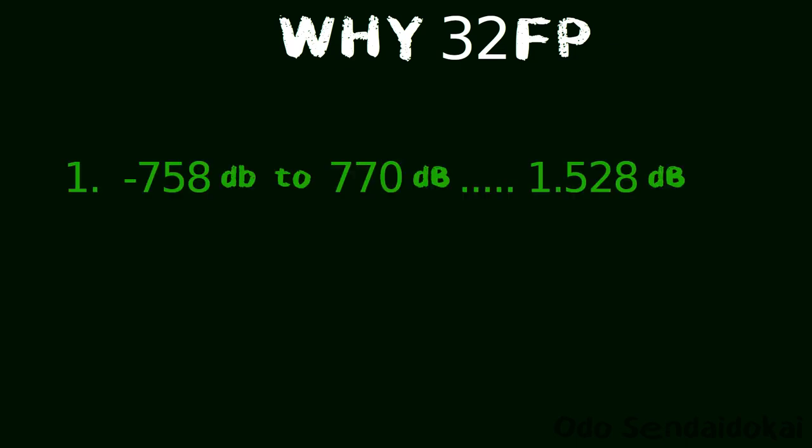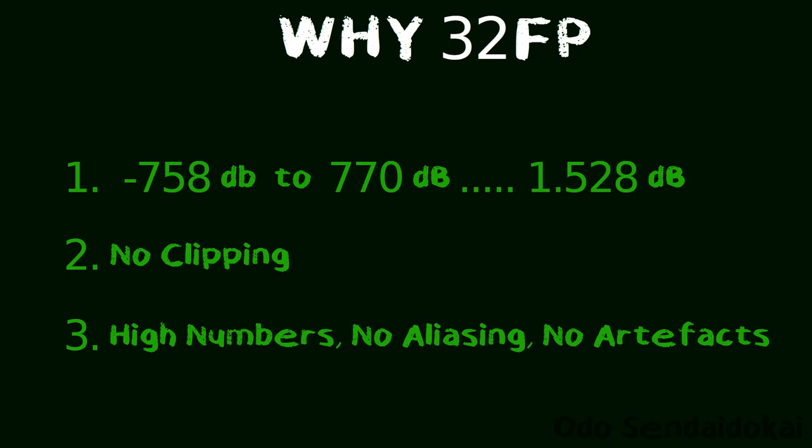Because 32-bit floating point has three features instead of just one. The already mentioned dynamic range from minus 758 dB to 770 dB, in other words 1528 dB in total. Clipping: the fact that the headroom above 0 dBFS of 770 dB would be sufficient for the next big volcano eruption at least twice without clipping, if the physical material of the recording hardware can handle it all. And because 32-bit floating point can handle huge numbers and therefore only generates absolutely minimal rounding errors in the DAW internally or with plugins, with up and down and oversampling, which therefore do not appear in the sound as artifacts or aliasing problems.